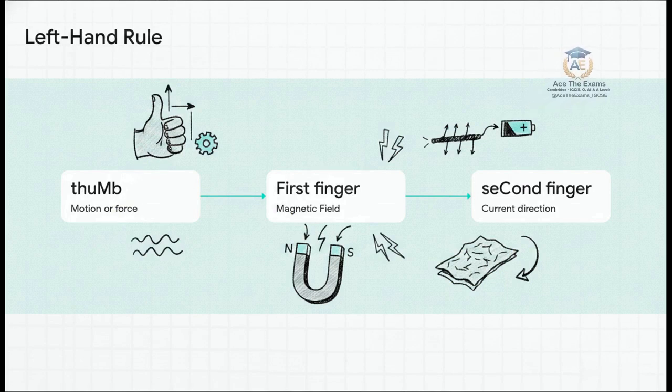F for first, F for field. And your second finger indicates the direction of the conventional current. C for second, C for current. By aligning your first two fingers with the field from north to south and the conventional current from positive to negative, your thumb will automatically reveal exactly which way that aluminum foil is going to jump. It's a physical cheat code built right into your hand.